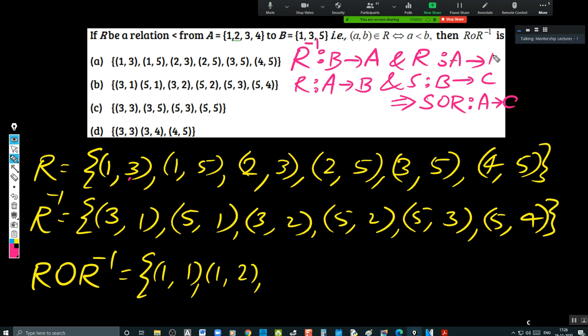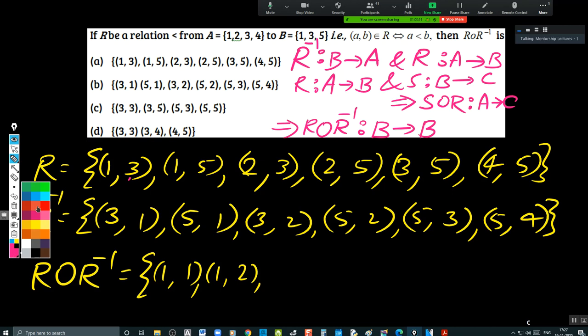Come on, tell me now. We need R o R inverse. Anyone? Do you tell me the mapping now? R o R inverse, B to B. So what is a common element to be eliminated in this case now? A. A is the common element to be eliminated.